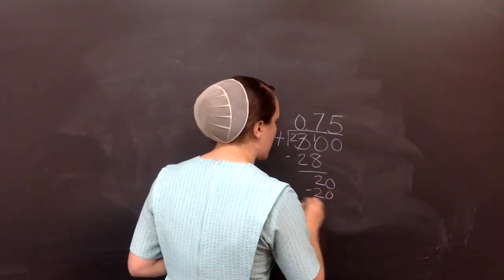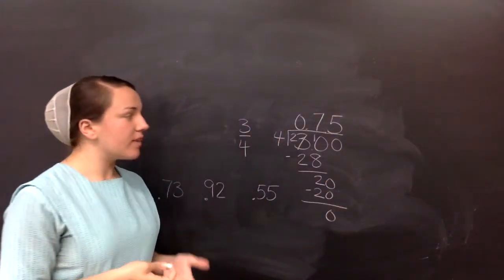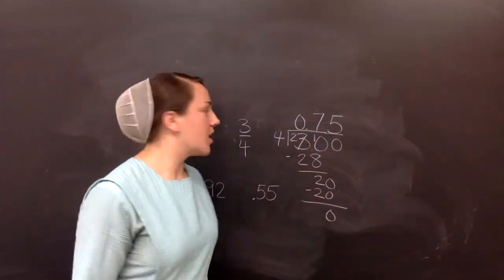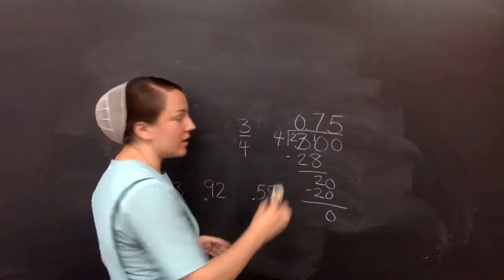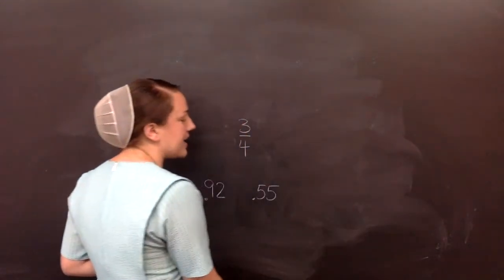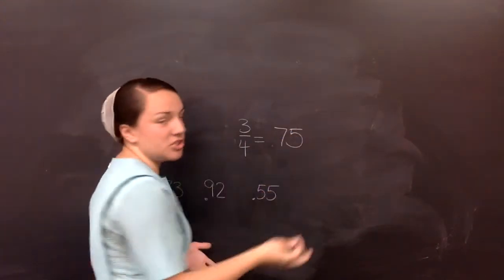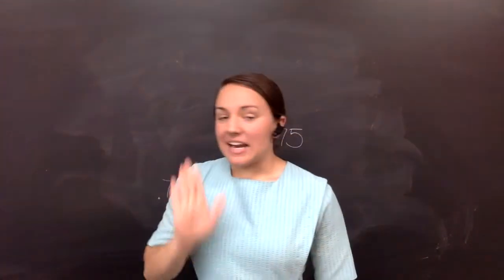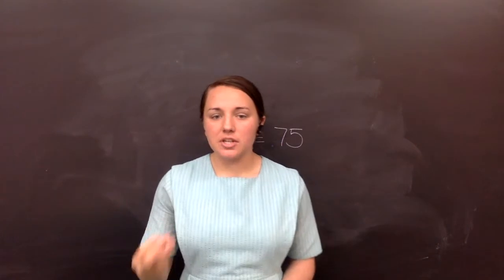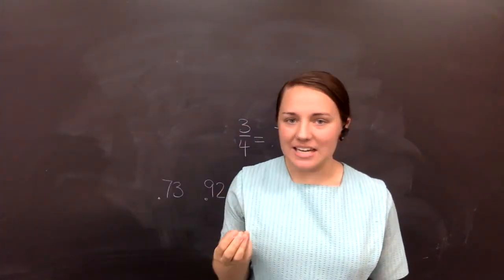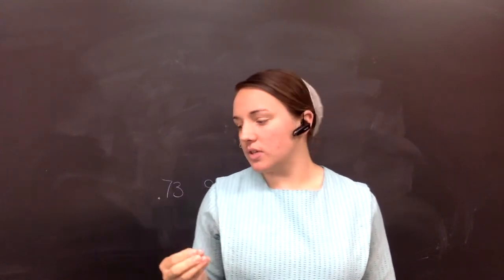So we're going to subtract 20 and we're left with 0, which means our decimal is 7/500. So the fraction 3/4 is the same as the decimal 7/500. Anytime, if you have a fraction and you want the decimal value, just divide your numerator by the denominator. Add a decimal point and annex zeros if you need to.